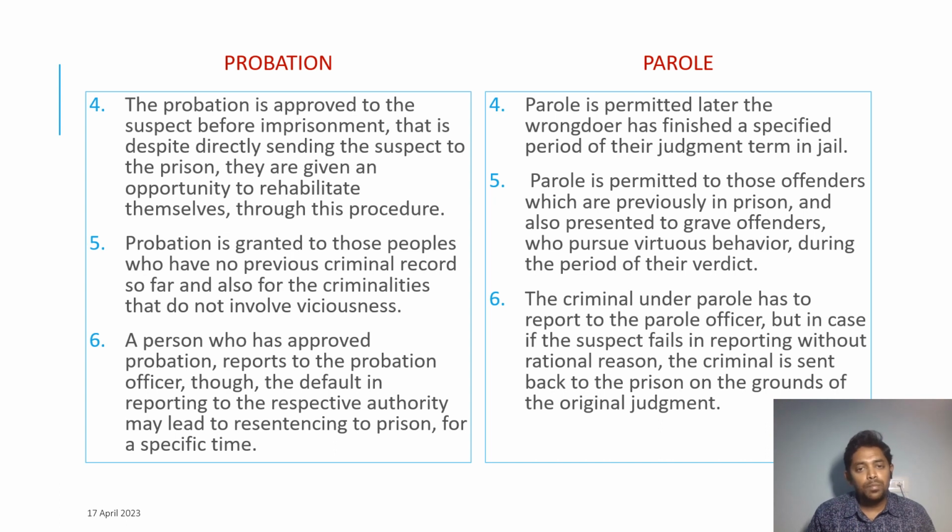Probation is approved for the suspect before imprisonment; that is, instead of directly sending the suspect to prison, they are given an opportunity to rehabilitate themselves through this procedure. Parole is permitted later, after the wrongdoer has finished a specified period of their judgment term in jail.